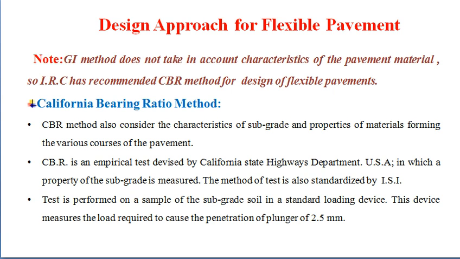most commonly used. One such method is the GI method, that is the group index method, and the second is the CBR method, that is the California bearing ratio method.